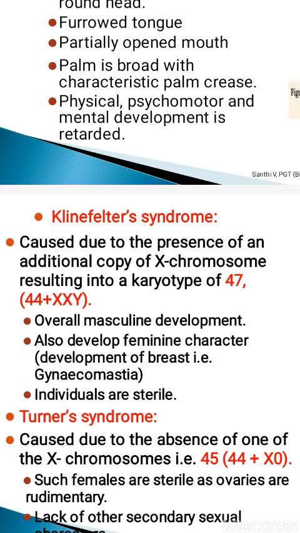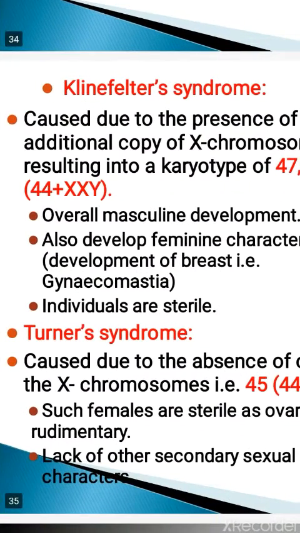So here, as they are having the X chromosome as well as the Y chromosome, the people develop both male features and female features. And these people will be sterile, they won't be fertile. And next is Turner syndrome.